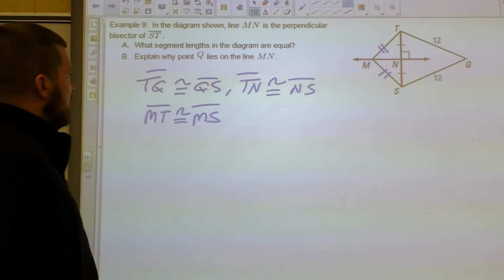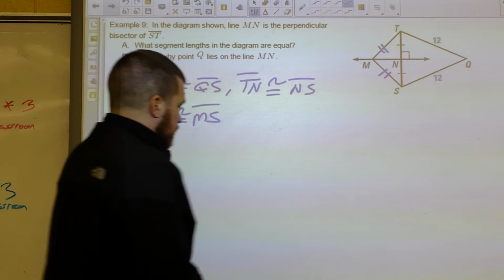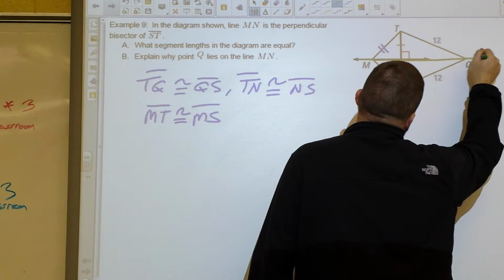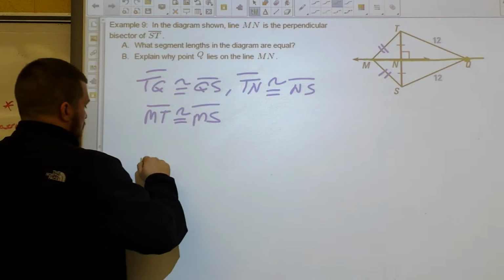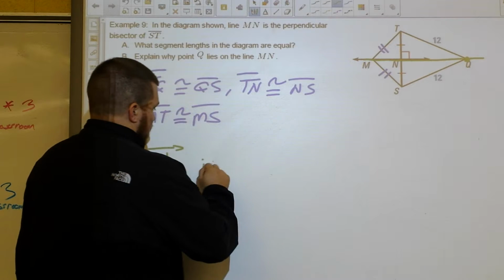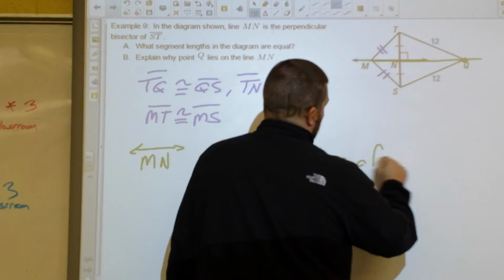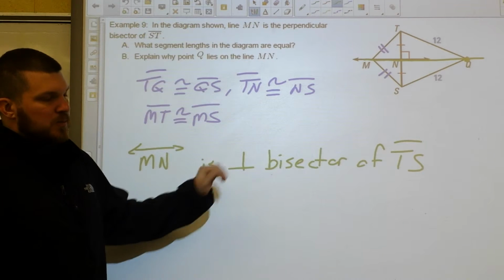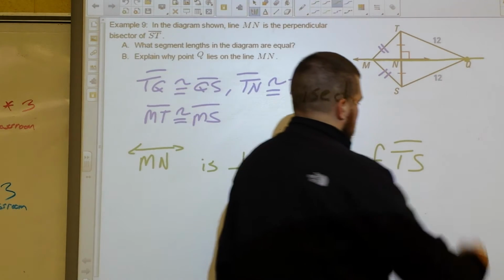Now, in part B, we want to explain why point Q lies on the line MN. So what we're trying to prove or explain is that point Q has to live on the line MN. Well, MN, that line, is the perpendicular bisector of TS. This symbol right here just means perpendicular. It's an upside down capital T. So we're told that line MN is the perpendicular bisector of TS. That was given to us.